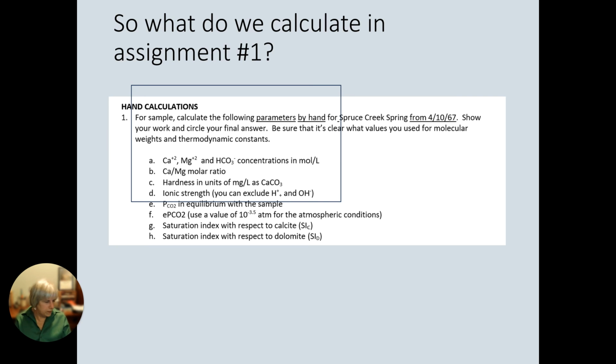The ones I've been talking about today, I talked about PCO2 a little bit in class today, and I've talked about it some more today. So PCO2 and saturation indices are things you're going to calculate as well. And those are all in this talk.